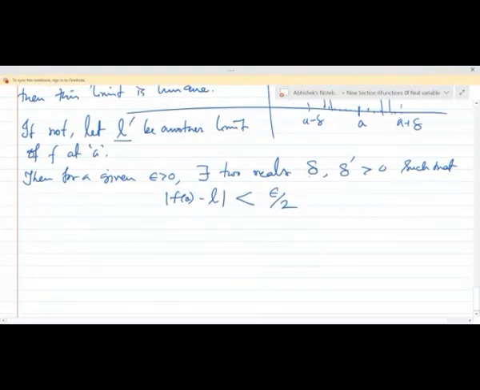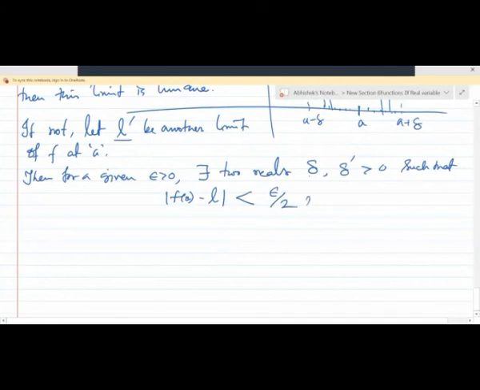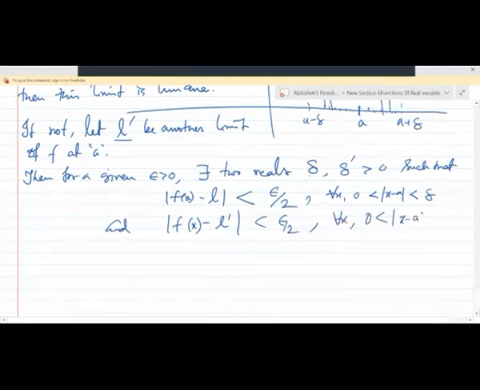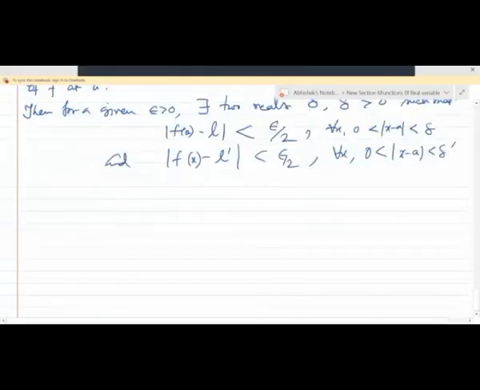So there exist two reals delta, delta dash greater than 0 such that mod of f(x) - L is less than epsilon by 2 for all x where 0 is less than mod x - a less than delta. Right? And also since L dash is a limit, f(x) - L dash is also less than epsilon by 2 for all x with 0 less than mod x - a less than delta dash, right? So you are having two deltas. One is delta and another is delta dash. Now what do you choose out of these two?